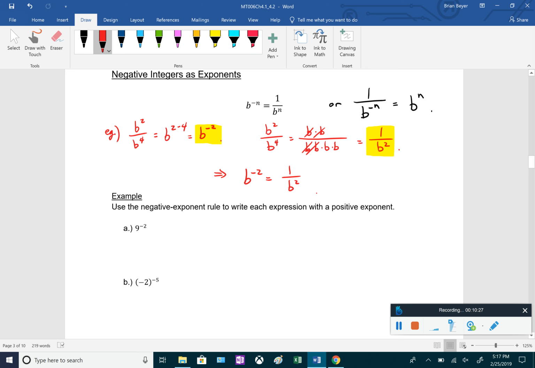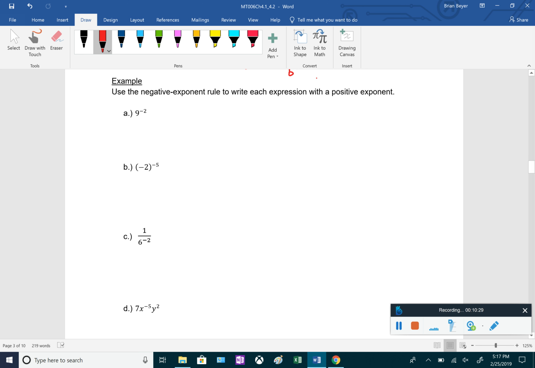Now let's do some of these examples. So let's use the negative exponent rule to rewrite each one of these expressions with a positive exponent. So let's say we have 9 to the negative 2. So based on this rule, it equals 1 over 9 to the positive 2. And I'm just going to leave it like that. I'm not going to write it as 1 over 81. Doesn't matter for the sake of this example.